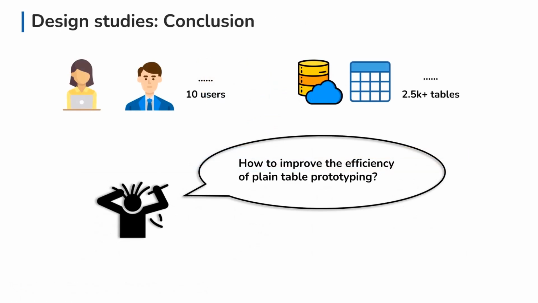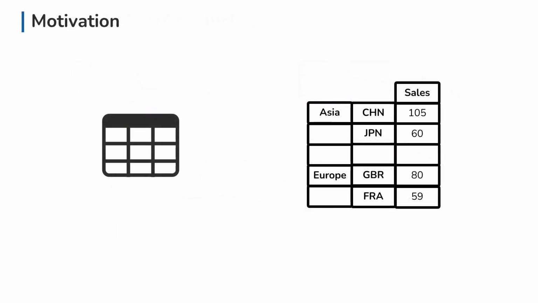So to wrap up, we have shown that existing tools can fall short in helping users rapidly prototype plain tables, and this fact can be worsened by the large design space. But what are the reasons, and how can we solve this? To answer the question, let's start from an interesting observation.